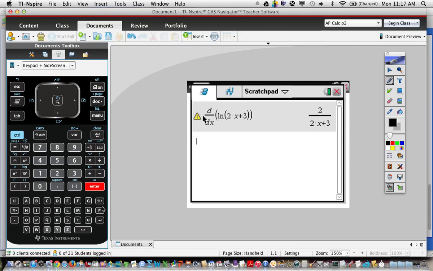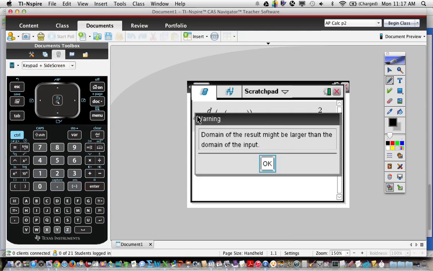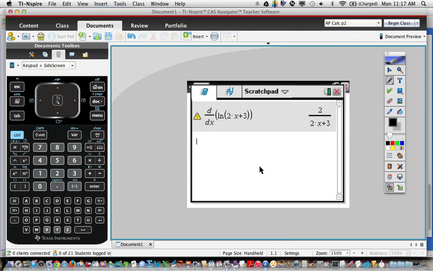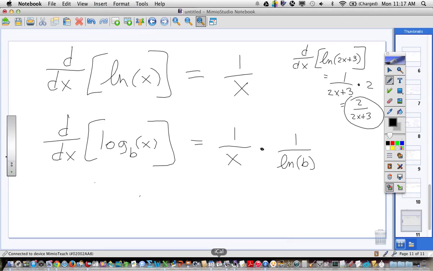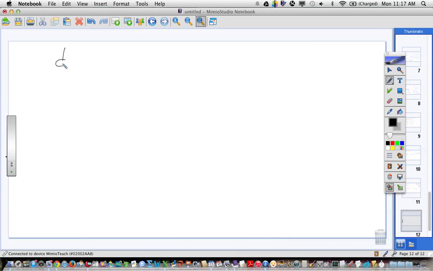Yep. Okay, I'm not sure what that yellow is. Domain of the result might be larger than the domain of the input. We don't have to worry about that. That's a new one. I've never seen that come up before. It's something with the updated operating system. Okay. A few more to do here.